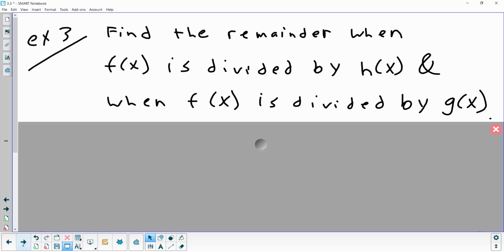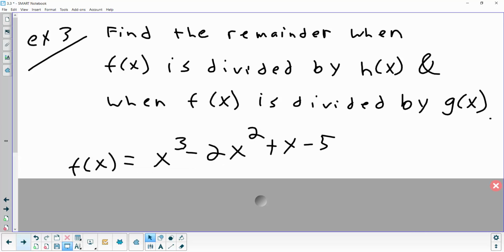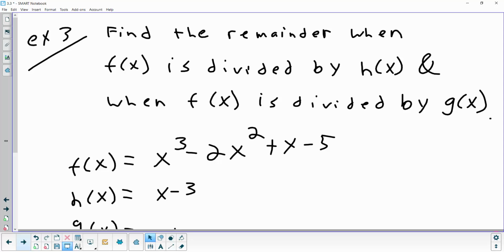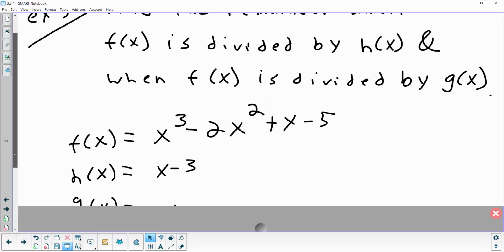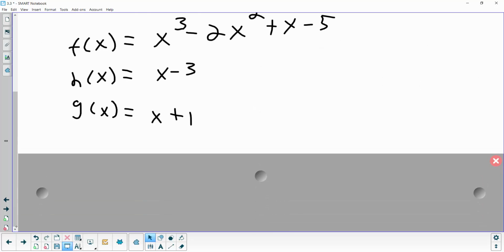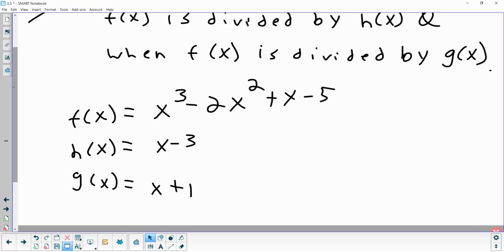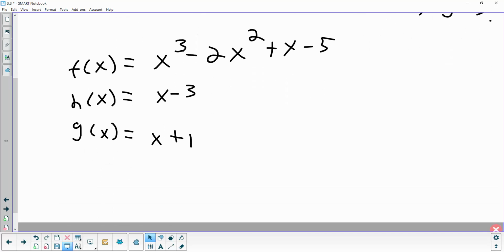So let's try on this one. Find the remainder when f of x is divided by, and I actually have two problems. Let's first find the remainder when we divide f of x by h of x. And then let's find the remainder when we divide by g of x. And you might say, well, wait a minute. He said it has to be x minus a number. How can we do g of x? Well, hold on a second. We'll get to that. That's pretty easy. So let's start with f of x divided by h of x.